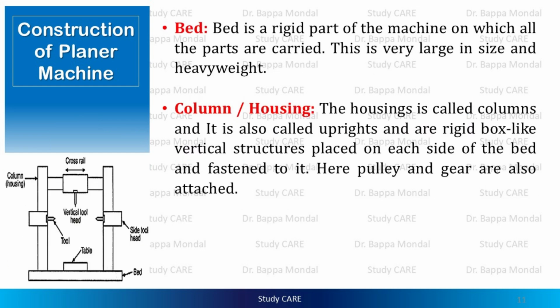Construction of planer machine. Bed. Bed is a rigid part of the machine on which all the parts are carried. This is very large in size and heavyweight. Column/housing. The housings are called columns, also called uprights, and are rigid box-like vertical structures placed on each side of the bed and fastened to it. Here pulley and gear are also attached.